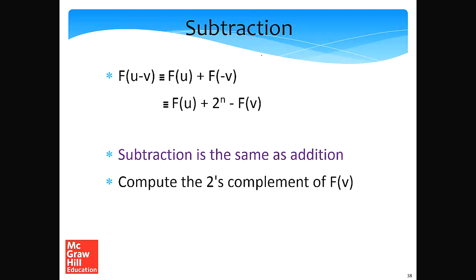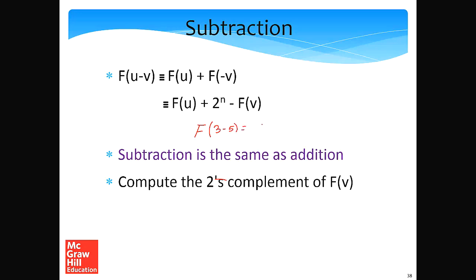Now let's consider subtraction. Let's assume we want to subtract u minus v. From the previous theorem, this is fu plus f of minus v, which is fu plus 2 to the power n minus f of v. So subtraction in a sense is the same as addition. You just compute the 2's complement of fv. Let's consider an example. Let's say that I want to subtract, in a 4-bit number system, 3 minus 5.